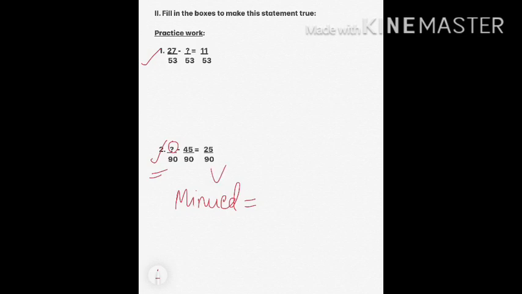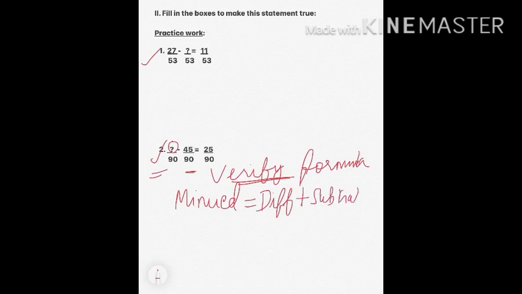Now we have learned a formula for the verification of subtraction. We have learned a formula, no? This is a formula we have learned, that if you want to find minuend, what you have to do? You have to add difference plus subtrahend. This is the formula. Learn it. Okay, this I had given to you in your subtraction chapter also. So what is the difference here? 25. And what is the subtrahend? This is the subtrahend and this is difference. So what is the subtrahend here? 45. And when you will add it, what you will get here? You will get here 70. Okay, 70. That means here the answer is 70.